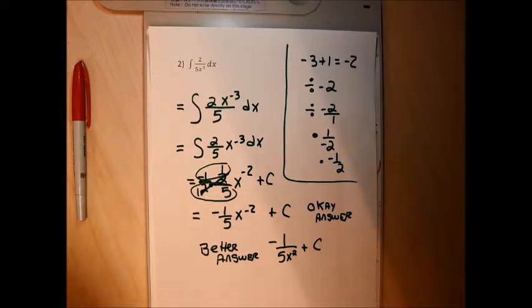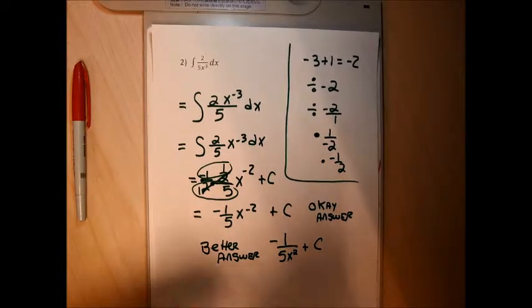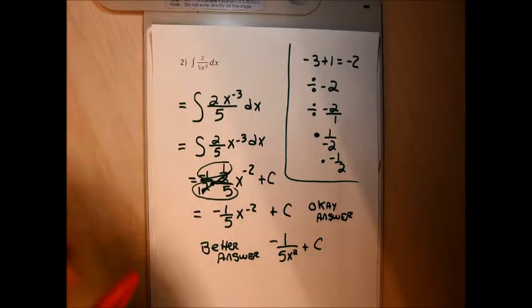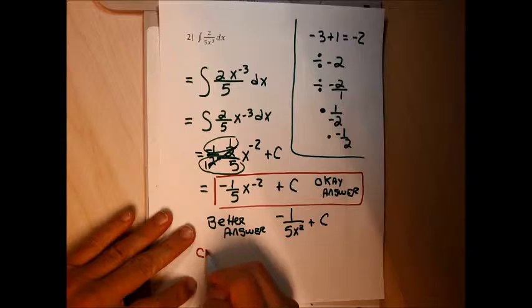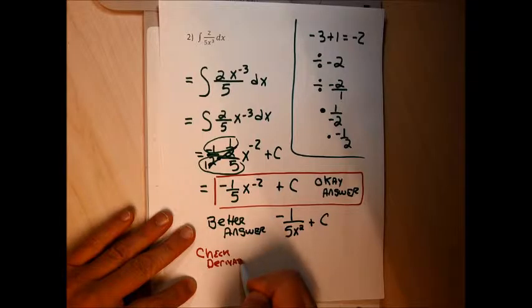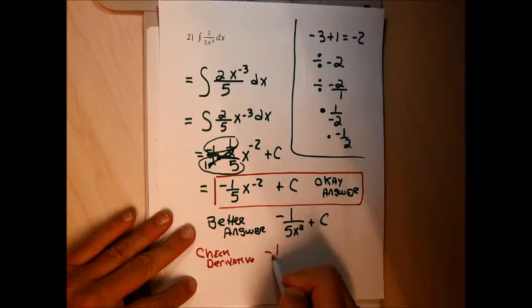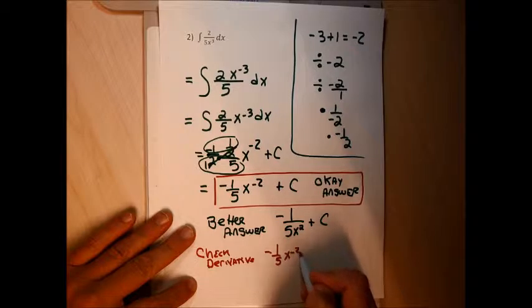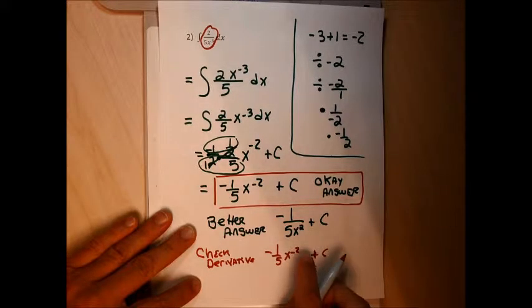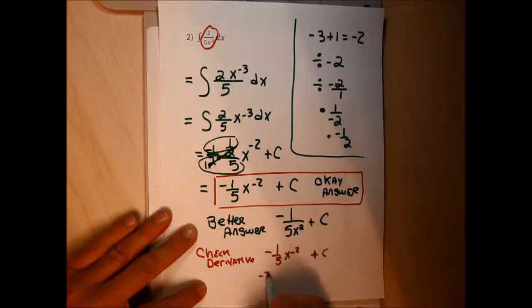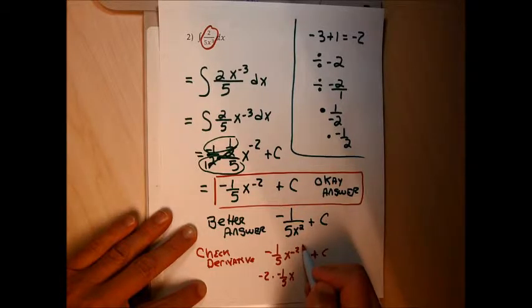Again, I can check. This is a hard version to check. To check, I need to take a version of the answer that's easy to take the derivative of. So if I was checking, I'd probably use this, and I'd find its derivative. So I'm going to do the derivative of negative 1/5 x to the negative 2 plus c, and it needs to equal that or reduce to that. To do this derivative, I'm going to multiply the exponent negative 2 by the coefficient negative 1/5, and I'm going to lower the exponent by 1. Negative 2 minus 1 is going to be negative 3.